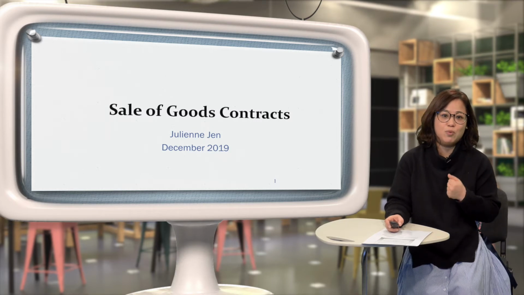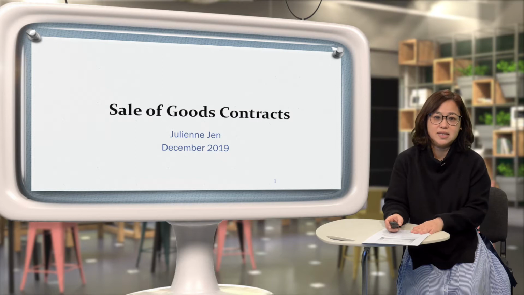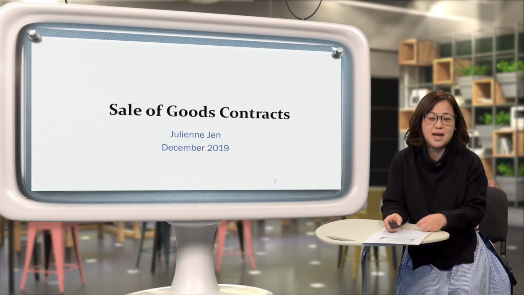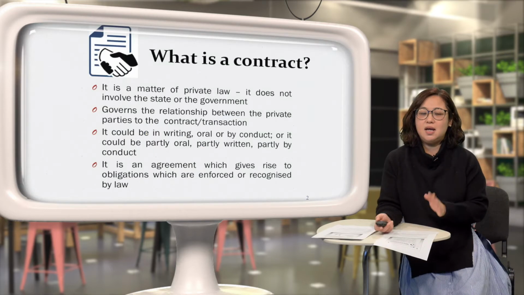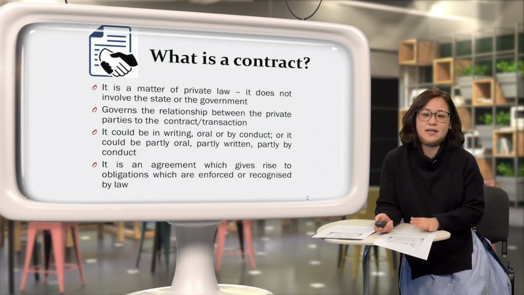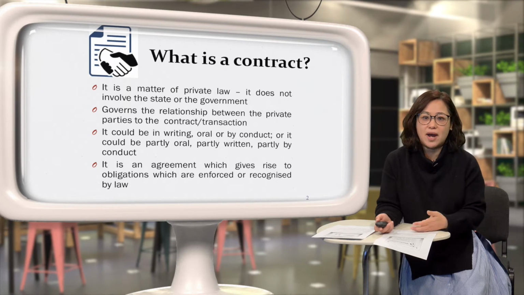For example, when you buy a pen in a stationery store or when you buy a lunchbox at your school canteen, you are actually entering into a sale of goods contract. And that's what makes law interesting, because law is involved in every aspect of daily life. About specifically sale of goods contract, I want to go through with you what is meant by a contract.